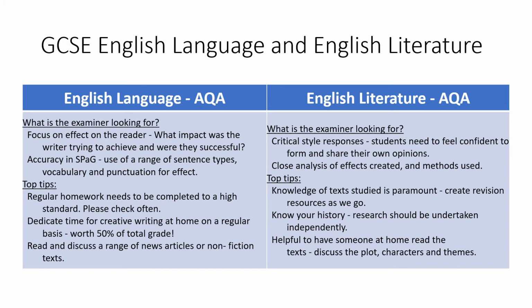Knowing what the examiner is looking for is often useful for giving your child direction in terms of what they could be doing at home and how they should be improving their responses. 2 things that they can try to do in both English language and English literature are to focus on discussing the effect on the reader while also trying to remain critical in their responses. This involves a close analysis of the effects that are created and the methods used by the writers.